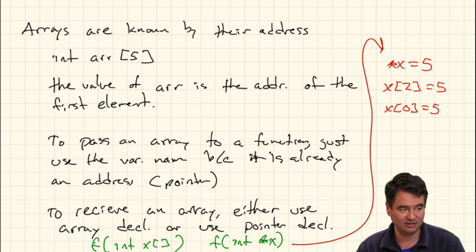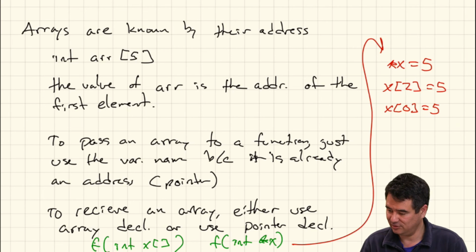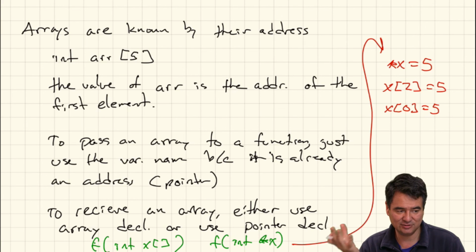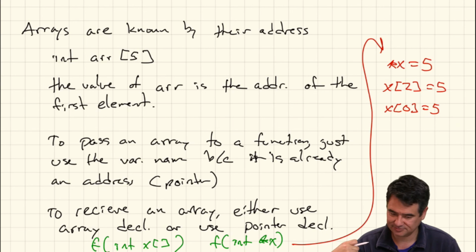So in C, when you're passing an array into a function, all you have to do is give it the name of the array, and the address of the first element will automatically go in. And when you're receiving the value, you can either say it's an array, or you can just say it's a pointer. The second one is the more common way to do it. It's up to the documentation to explain whether it's supposed to be an array or just a standard pointer.